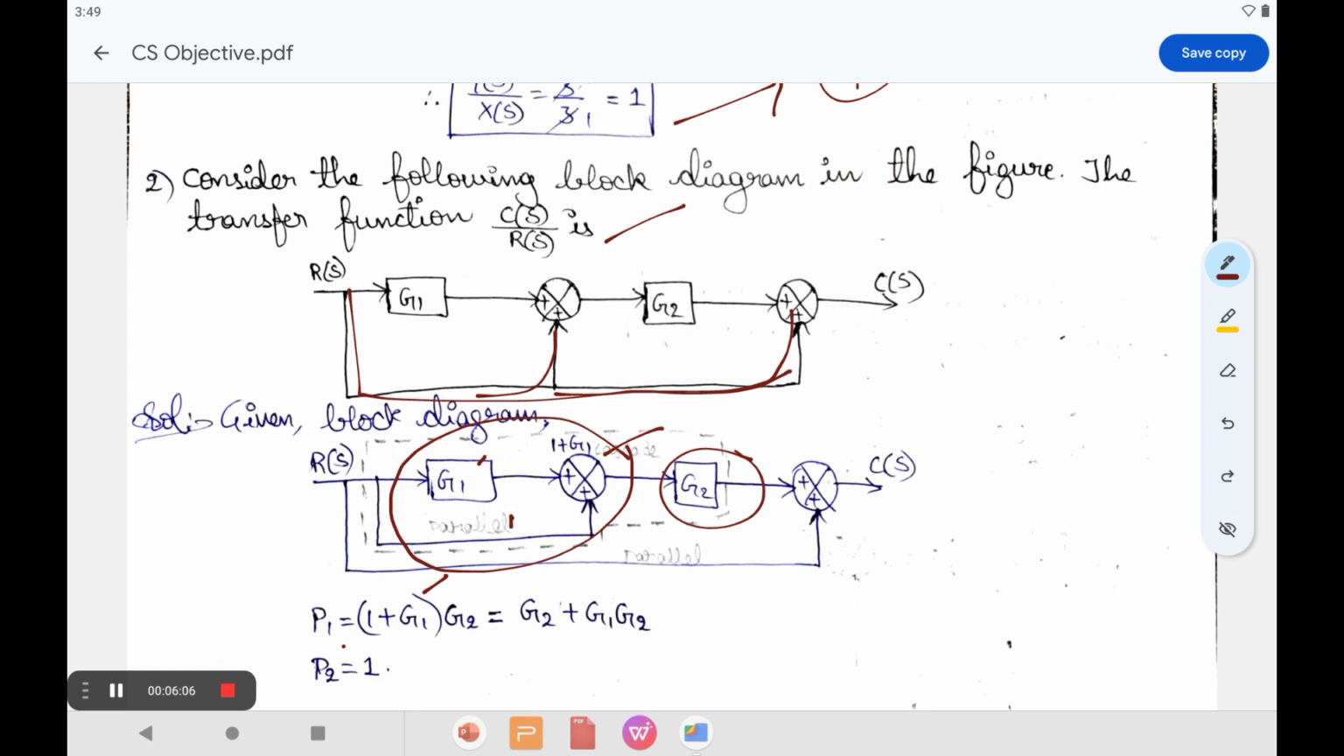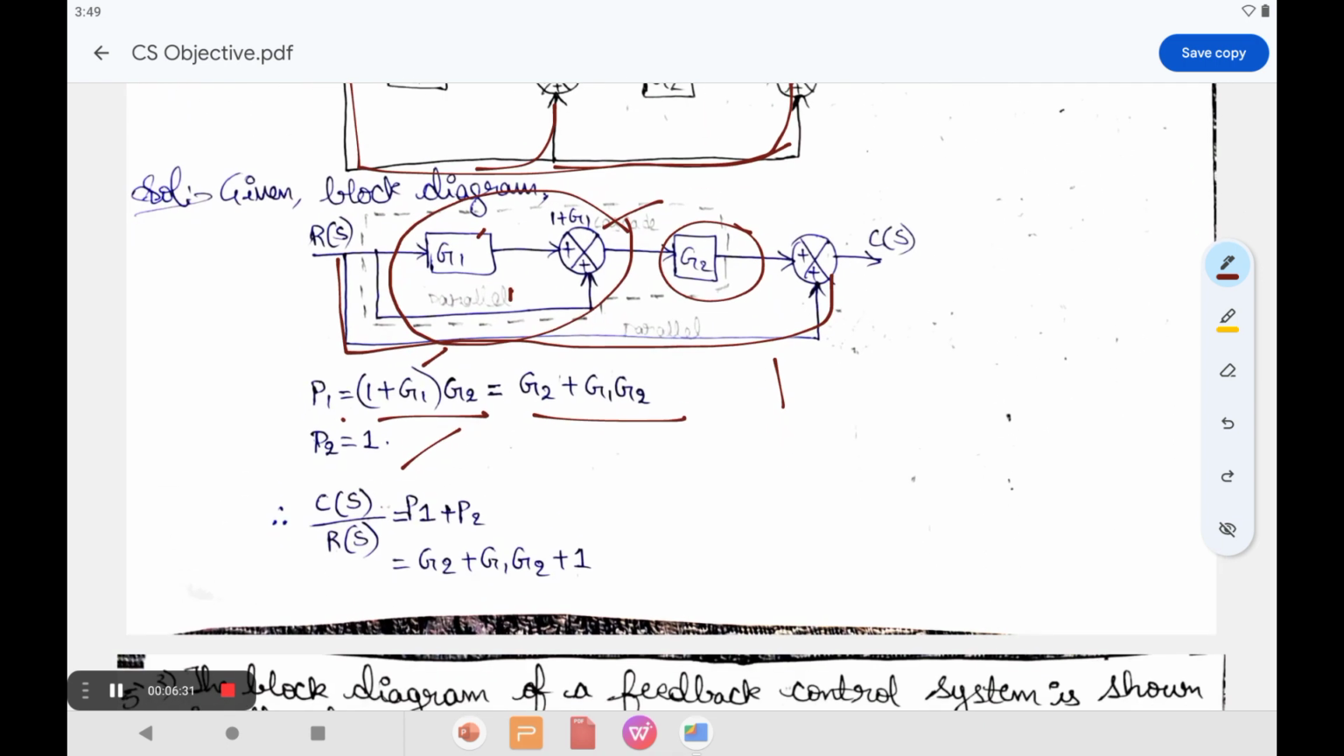By using the signal flow point of view, P1 is equal to the first transfer function's value multiplied with G2. That means G2 is in series. Therefore, you will get the product, G2 plus G1 G2. But the second forward path, this is the second forward path, we don't have any gain. That is nothing but gain is equal to 1. Therefore, P2 value is equal to 1.